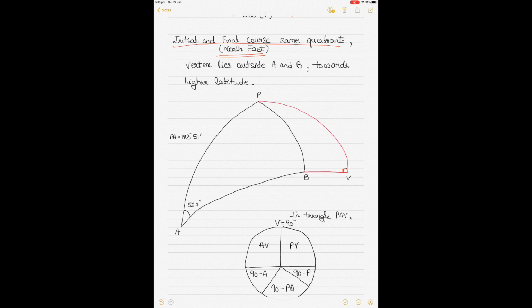You can also use triangle PBV and Napier's rule to solve this, but I'll be using triangle PAV. Why you can use PBV is you know outer angle B and you know PB. If you know two things, you can find out the rest of the things. I'm using PAV again because I know PA, right?